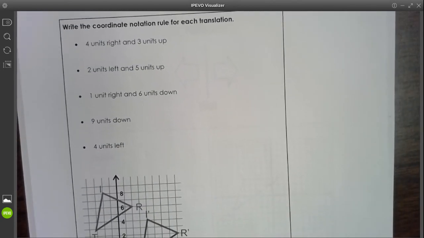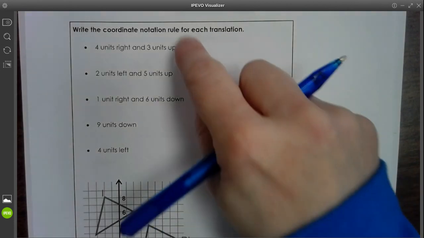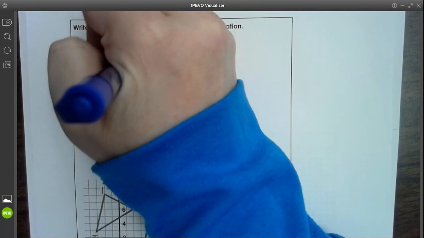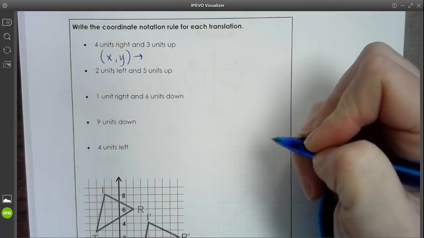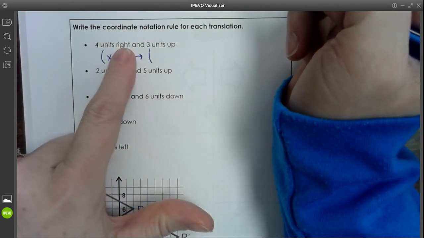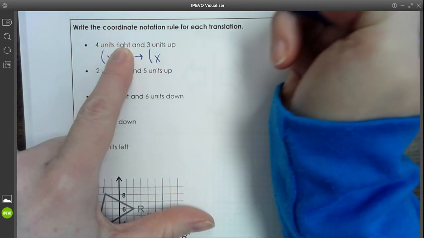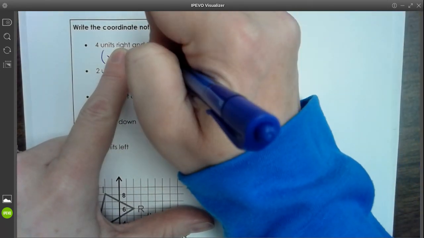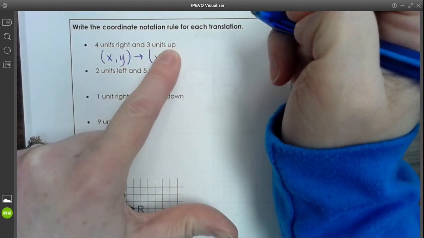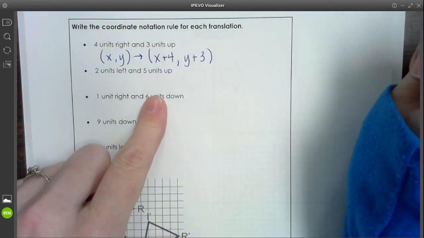Okay, last part is practicing coordinate notation rules. So whenever I write coordinate notation rules, I always start with x comma y maps to, okay? And then we write the rule in the next set of parentheses. So 4 units to the right, right is going to affect the x coordinate, and right is a positive direction. So I'm going to write x plus 4. Okay, 3 units up, up affects the y coordinate, and up is positive. So I'm going to write y plus 3.